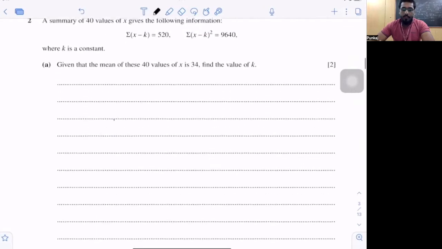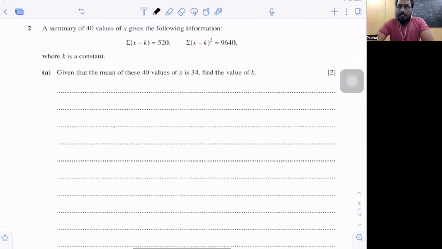So you have these two sub questions. Let's begin. Let's first of all understand the question. The question is basically saying that a summary of 40 values of x gives the following information, summation of x minus k. You want to find the mean and the variance. So this topic is from measures of central tendency, right? We have this topic where you want to find the central values and the measures of dispersion of those central values.